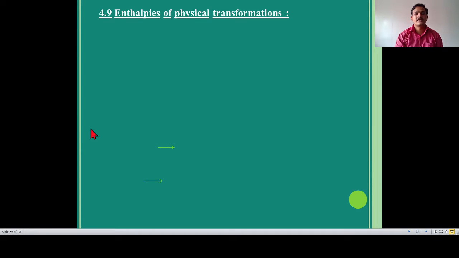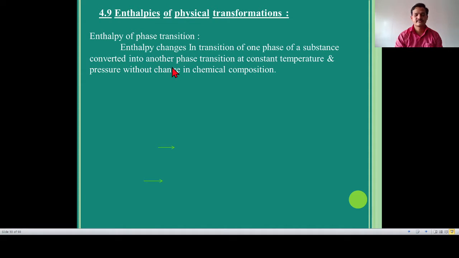Now, our next point is enthalpies of physical transformation. Number first, enthalpy of phase transition. Phase means, as we already know, there are three phases: solid, liquid, and gaseous. And transition means conversion, so conversion of phase. It is the exact meaning of this. Let us see the definition.